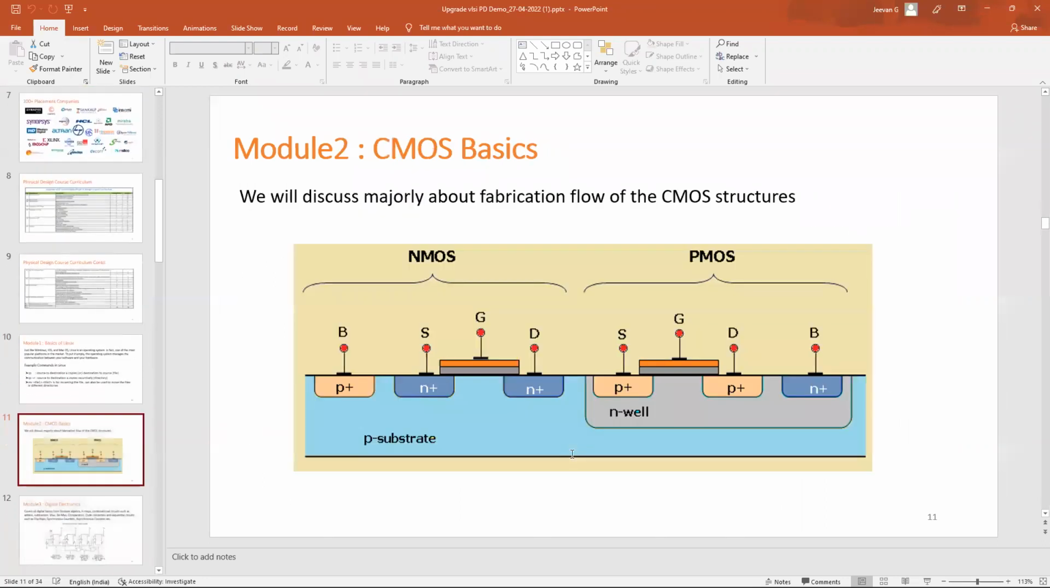As module 2, we are going to cover the basics of CMOS. You might be aware of these CMOS basics from your bachelor's or master's, but we are going to refresh all these things again. Only then will you be ready for the interview, and only then can you get enough confidence to crack the job. So CMOS basics is module 2.